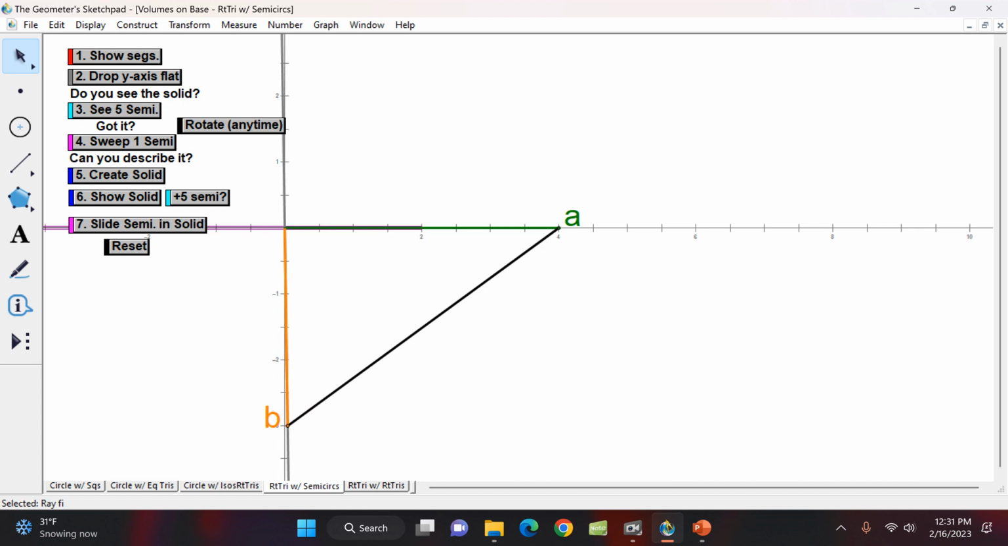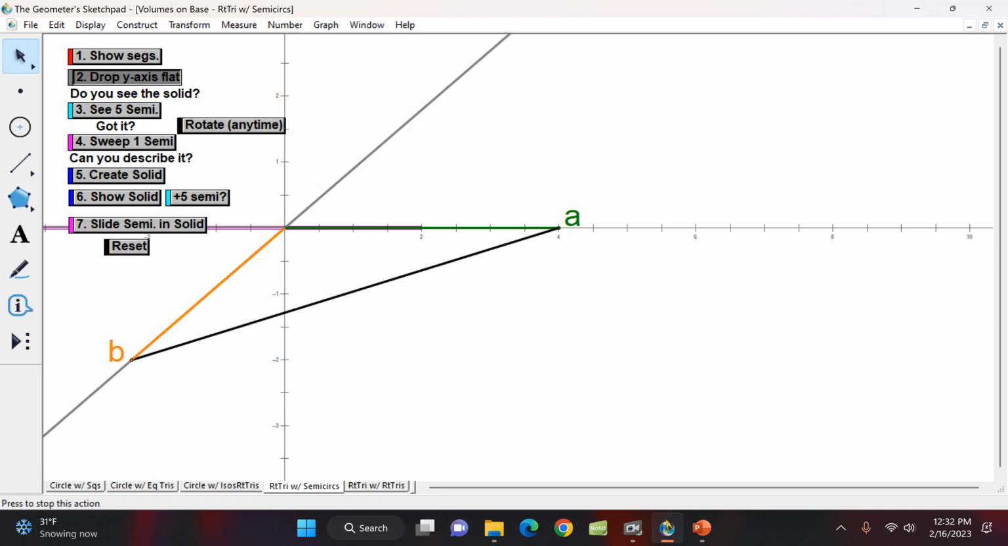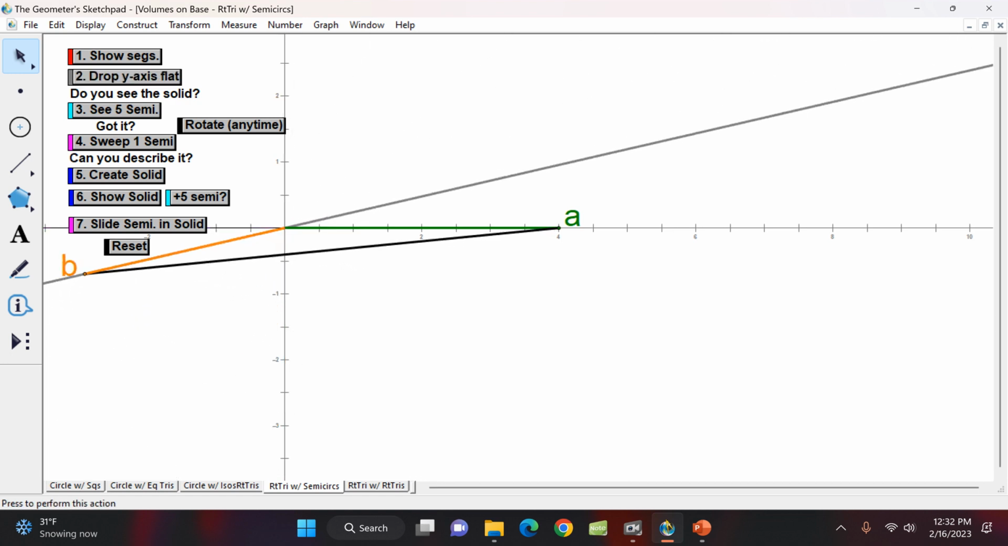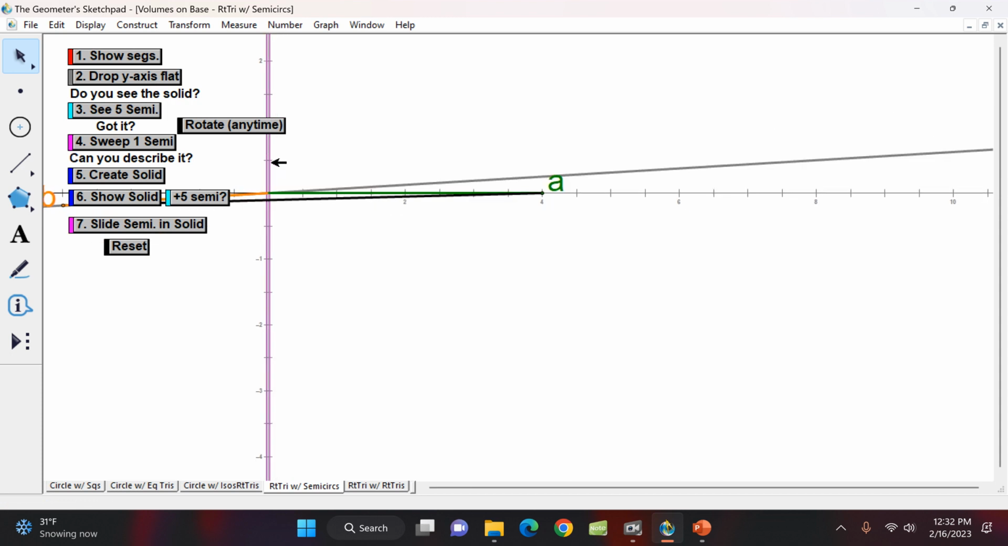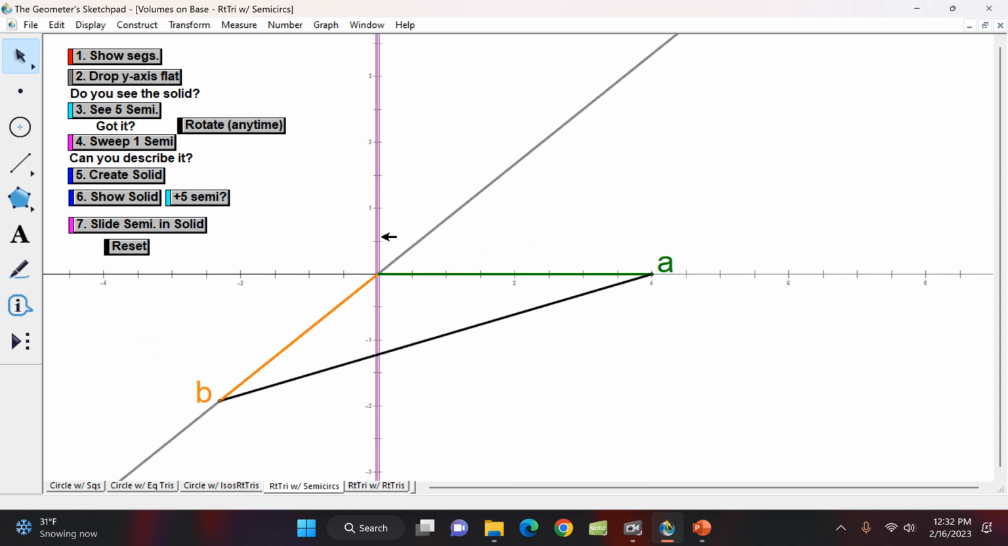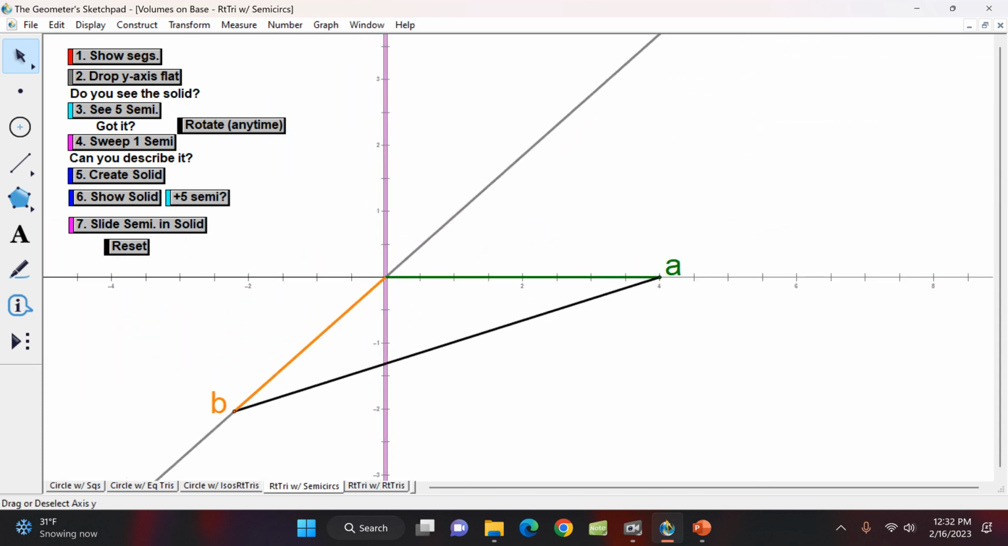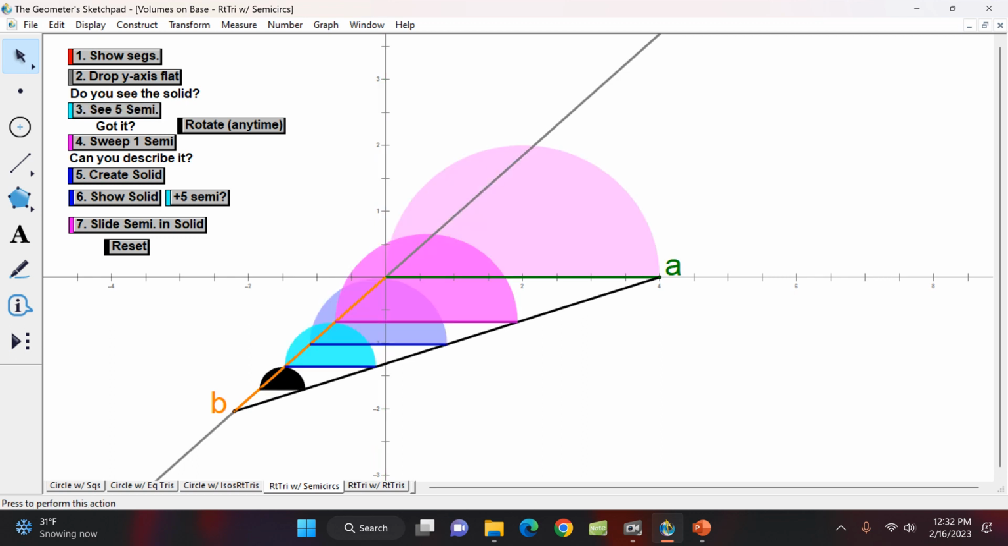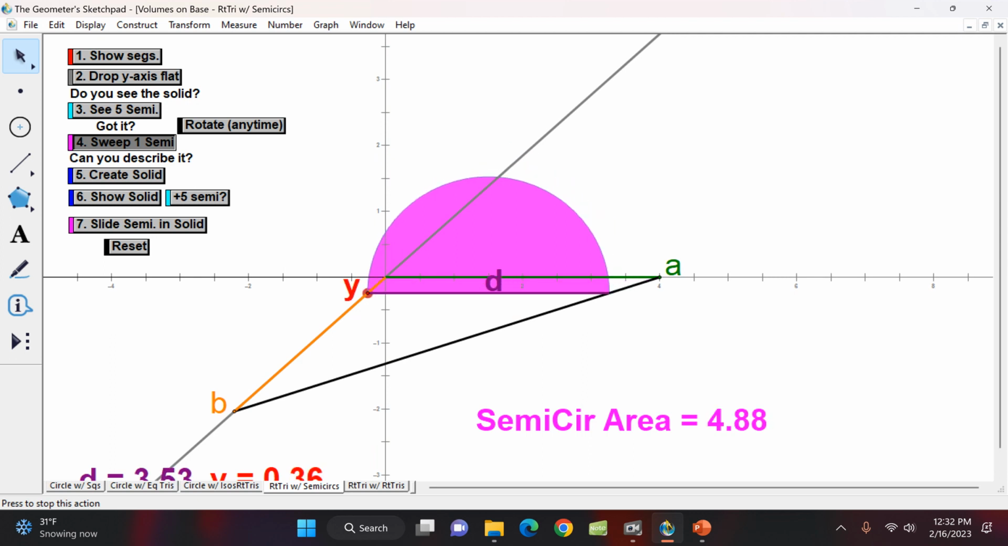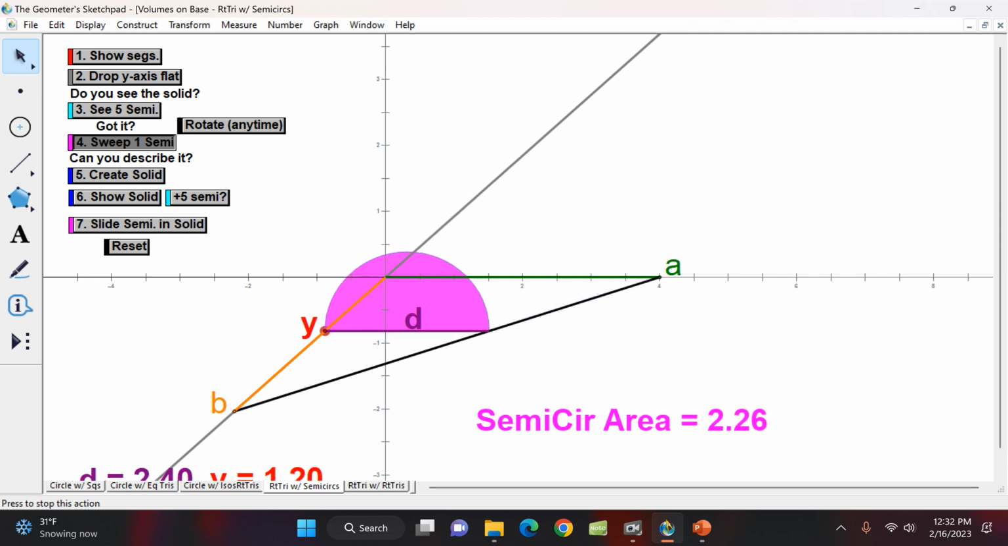Close enough. We'll use a right triangle as a base, and we'll stack on top of that right triangle semicircles. Hopefully this will fit in the screen. Let's try that. That might be better. Okay, so 5 semicircles stacked on top of that. If you sweep them, you get that.